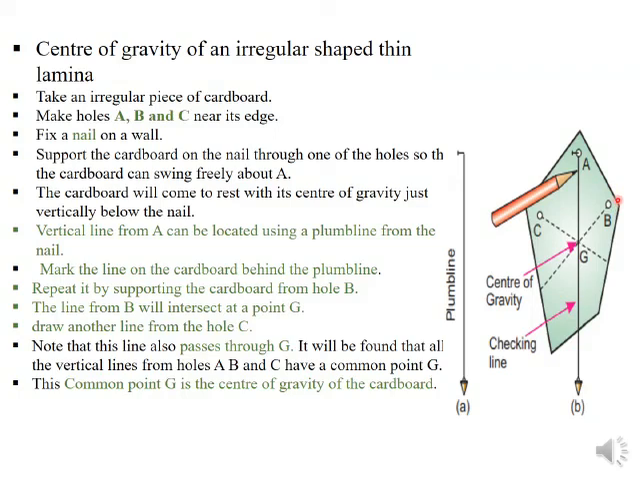Mark the line on the cardboard behind the plumb line. Now repeat it by supporting the cardboard from the hole B. The line from B will intersect at a point which is known as G. Similarly, draw another line from the hole C. Note that this line also passes through G. It will be found that all the vertical lines from holes A, B, and C have a common point, which is G. This common point G is the center of gravity of the cardboard.